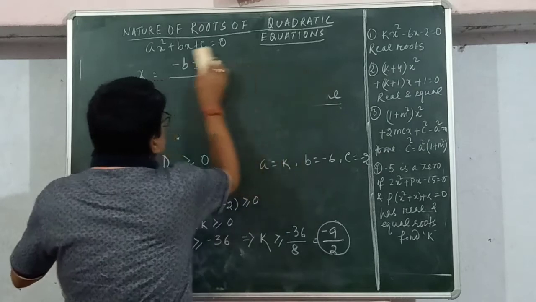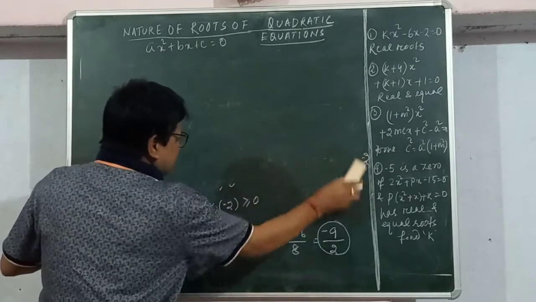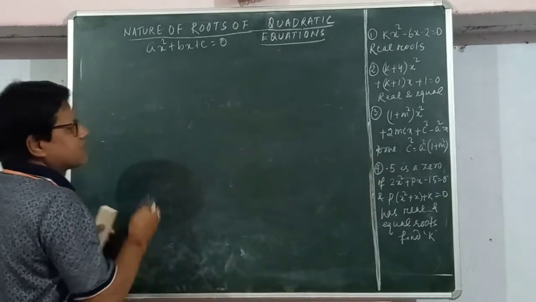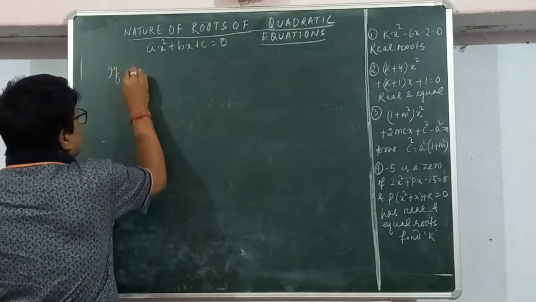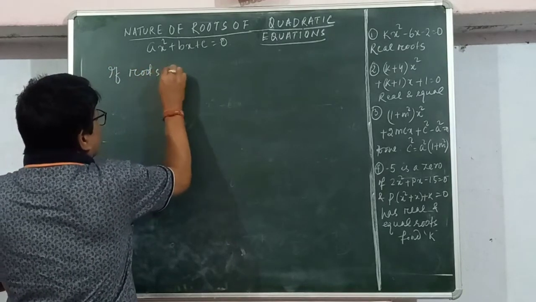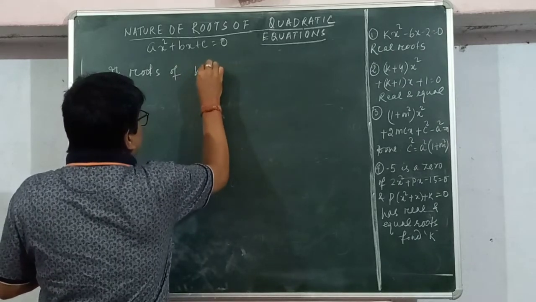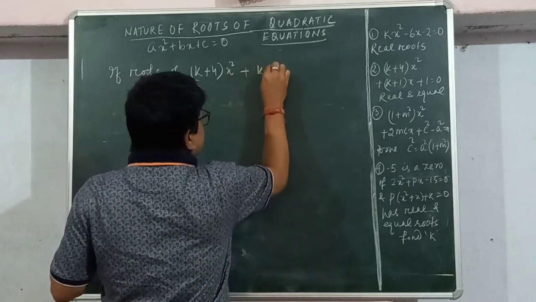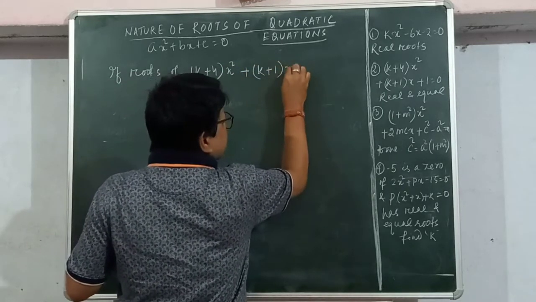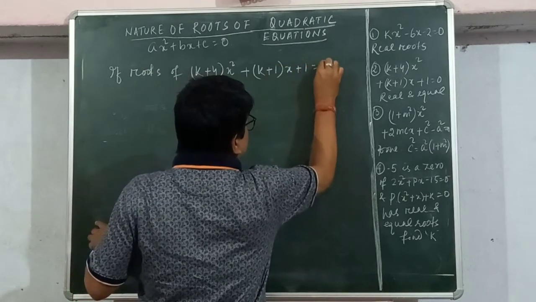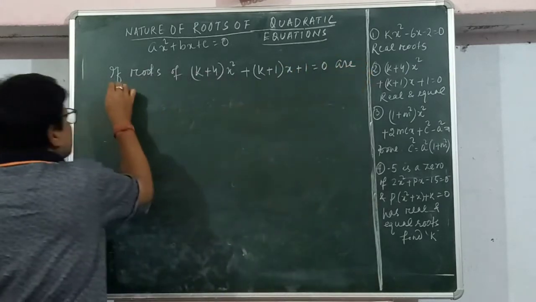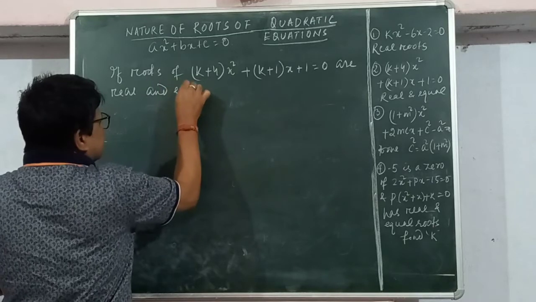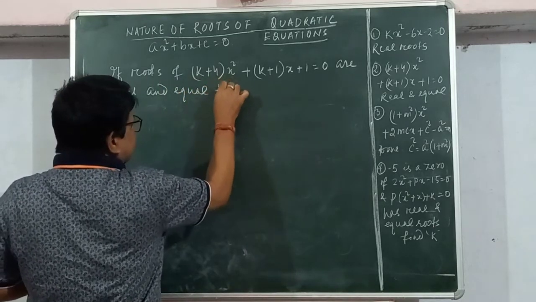Now comes the second example. The applications are very important in this case. If the roots of (k plus 4) x square plus (k plus 1) x plus 1 is equal to 0 are real and equal, then find k.